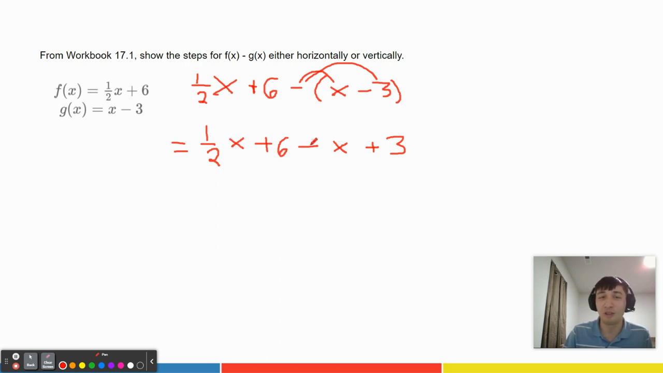So here I have a half x minus x. So remember, when there's no coefficient number to the left of x written, we assume it's a 1. So I have a half minus 1. So I'm going to have negative 1 half x. And then 6 and 3 come together to give me a plus 9. Now, this is how you can subtract the functions, doing it horizontally, but you could equally do it vertically.